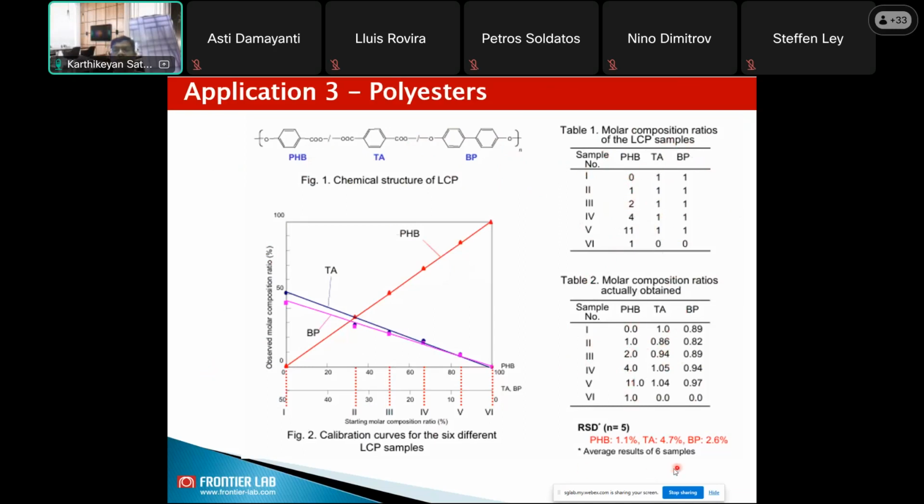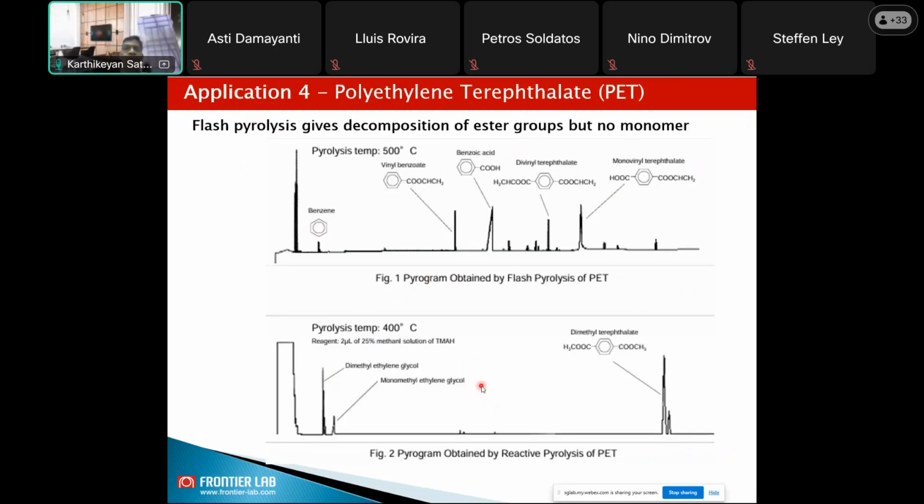Again, you have very good reproducibility in this case also. So it is not only identifying the compounds, it can also be used for quantitation of the compounds from complex polymer samples like these liquid crystalline aromatic polyesters. Now we move on to the fourth application.